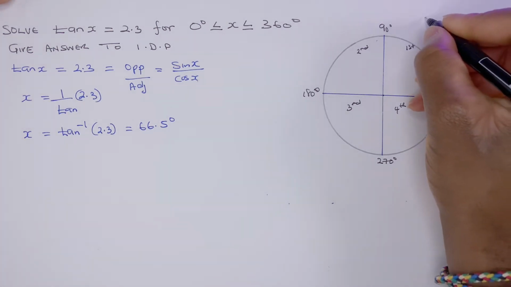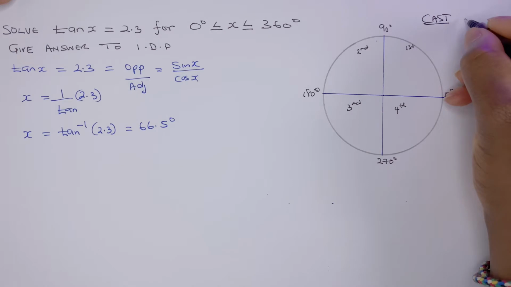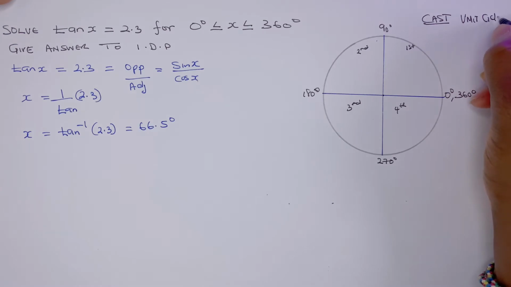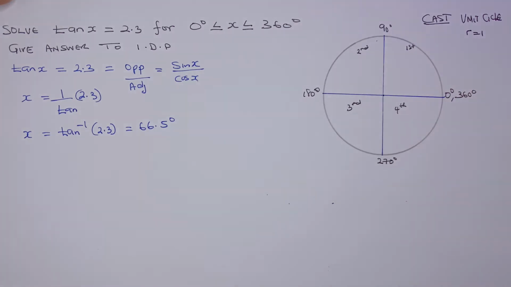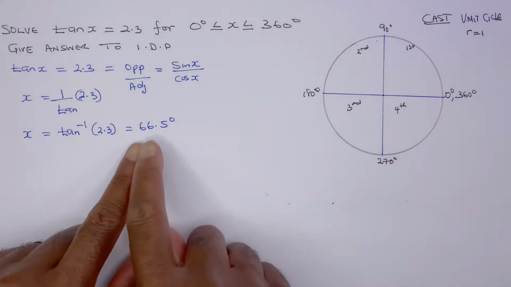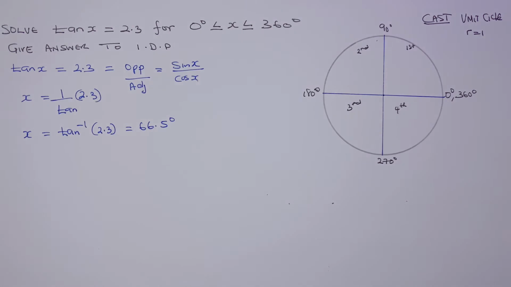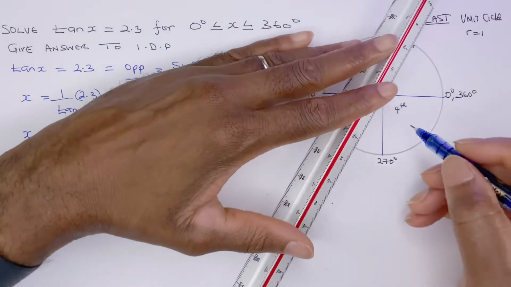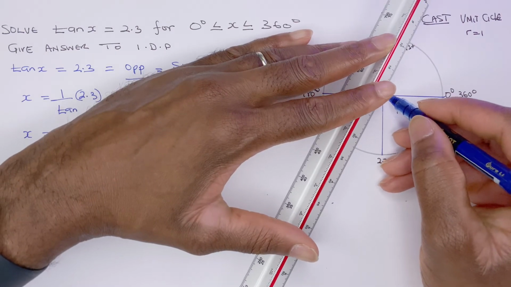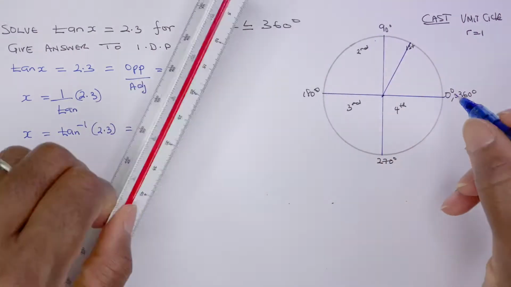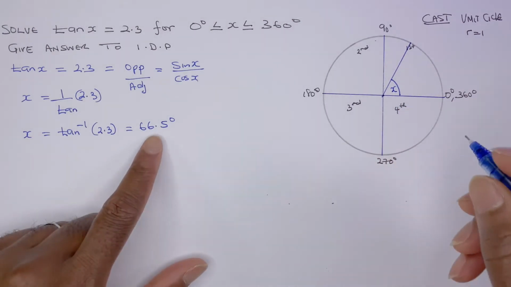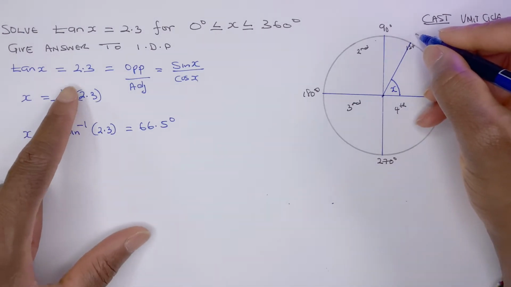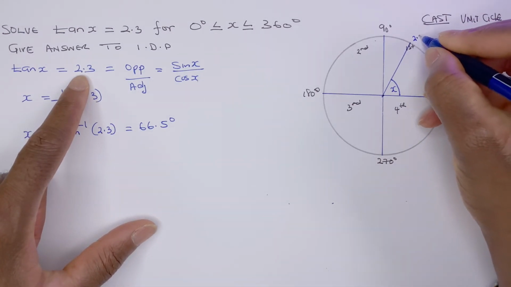I'm using a CAST diagram, which has a unit circle. A unit circle implies the radius equals 1. The angle I just found is 66.5. If I draw the angle from there to that, just as x, this is just an estimate of the angle. So this angle is x, which is 66.5 degrees, and that has a tangent of 2.3. So I'm just going to put here 2.3 for the tangent.